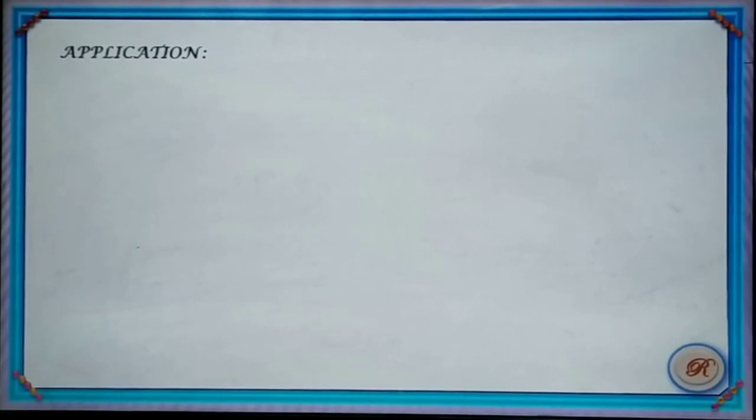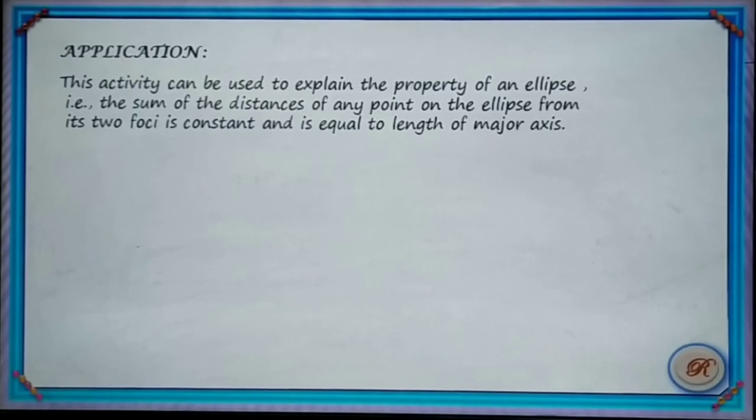Application. This activity can be used to explain the property of an ellipse, that is, the sum of the distances of any point on the ellipse from its two foci is constant and is equal to length of major axis.